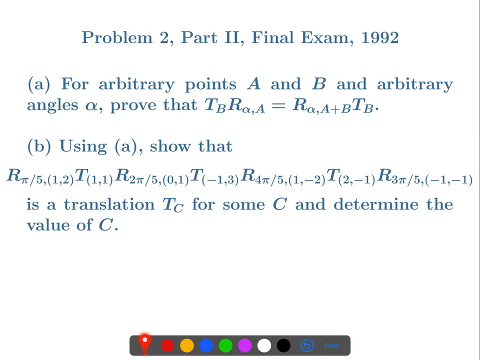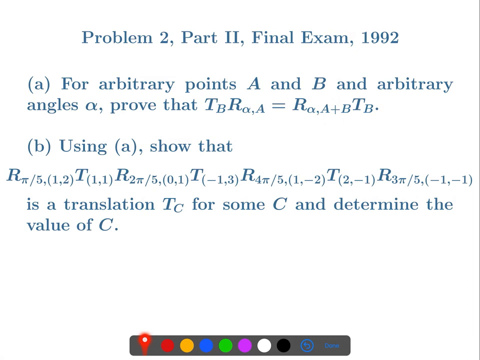Let's do this question. Here I have an arbitrary point A and an arbitrary point B, and really only one arbitrary angle alpha. And for part A, I'm trying to prove that if I take, well, let's say a rotation first about A by alpha, followed by translation by B, that I can put the translation by B on the other side, do that first, as long as I change the point that we're rotating around, still the same angle, but I change the point by adding these two, A plus B.